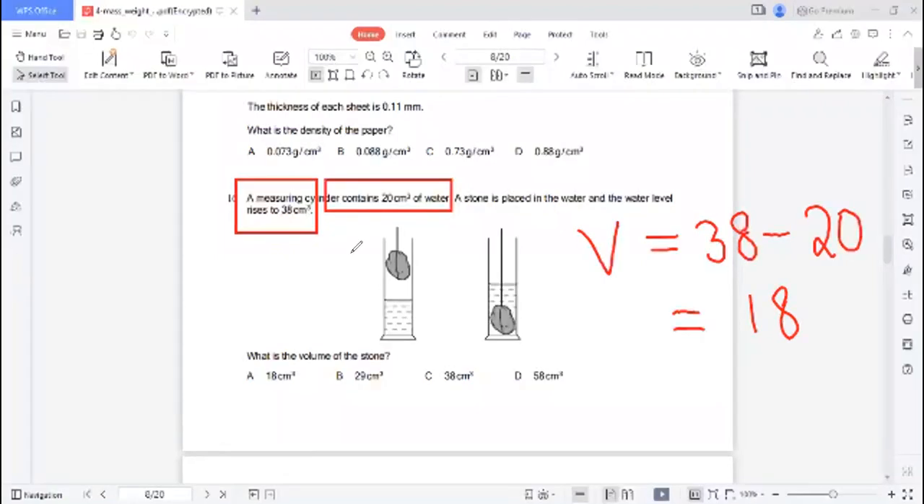What is the volume of the stone? Oh, simple. It's a very simple question. So this is the volume. Oh, that's so simple.